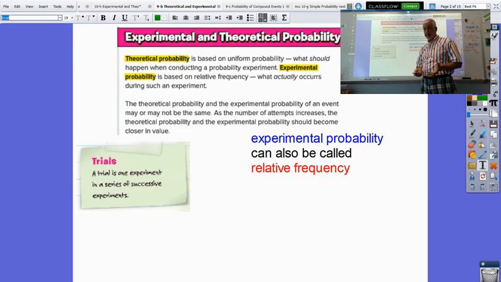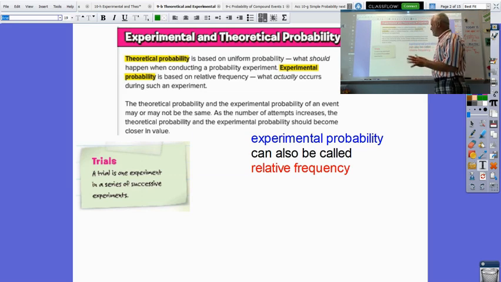So what should happen when you are doing an experiment? If you flip a coin, half the time it should come up heads and half the time it should come up tails. Experimental probability is based on the actual results of doing the event. It's also sometimes called relative frequency, the relative frequency of how often something actually happens when you are doing a specific event.